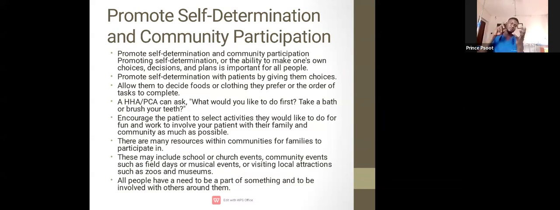And there are two things in deciding for yourself. Either the decision is right and it works out for you, or it's wrong. So not just making decisions for themselves, but making right decisions for themselves. You promote self-determination with the patient by giving them choices. Allow them to decide what foods they want to eat. You don't just force a food on them and say, you will eat rice today, you will eat this food. So what do you want to eat? Give them the ability to make choices.